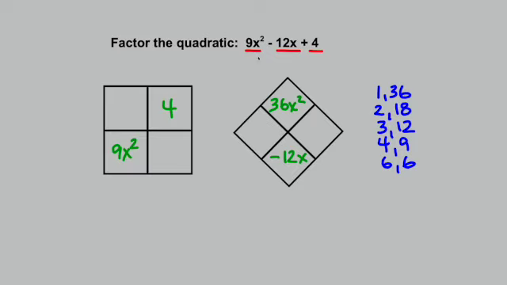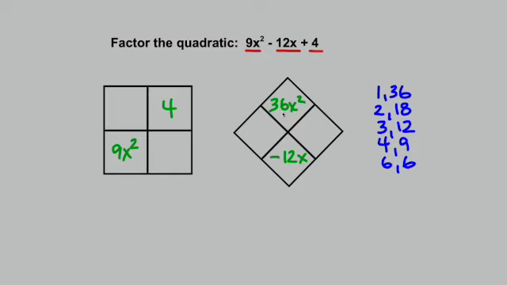And this one is going to have three terms in it. So in this case, we have 9x squared, negative 12x, and a positive 4. Once again, I've gone ahead and already started. So 9x squared and 4 go in the corners here. 9x squared times 4 is 36x squared. And then we put the x's down here.